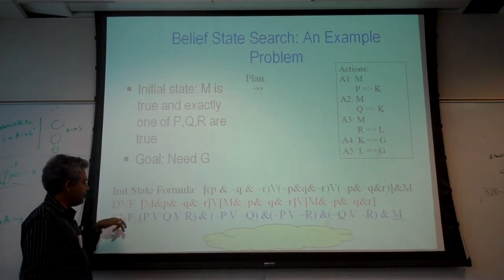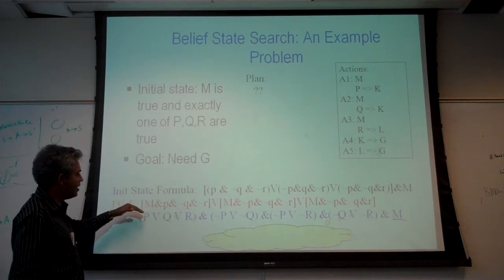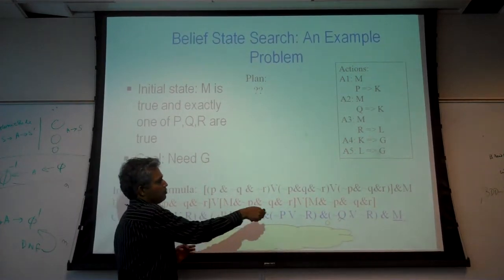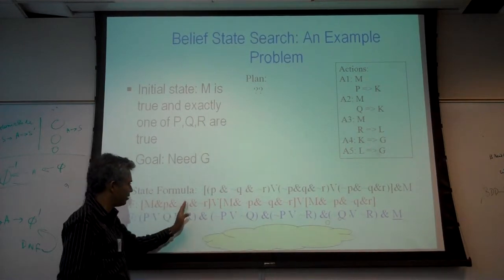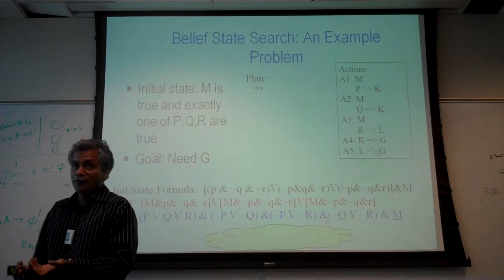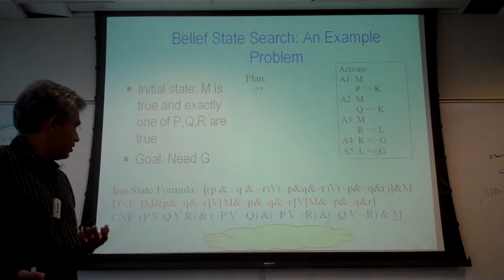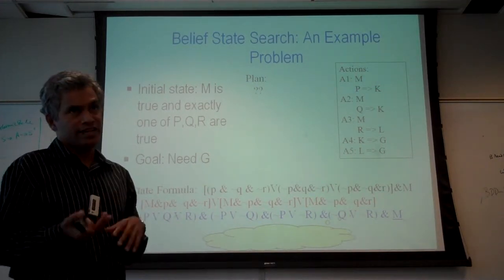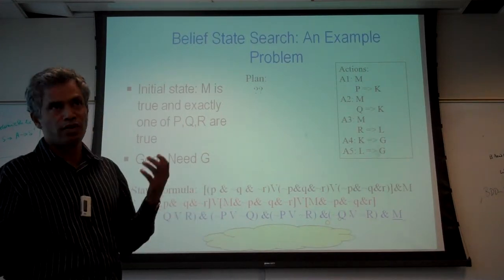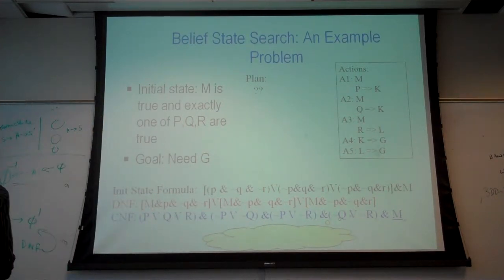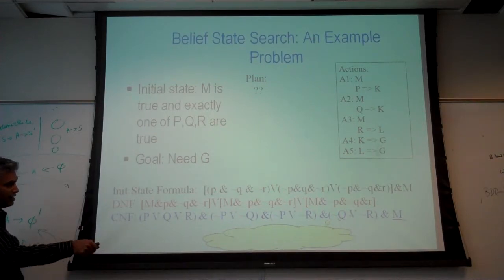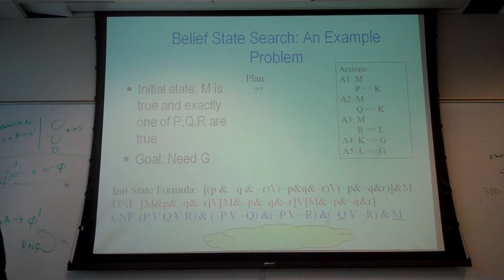If you wrote it in a DNF formulation, essentially M will just be distributed over all of these, and so M and this. So the DNF representation almost looks like a disjunction of states, modulo any common elements which don't have to be appearing at all. Okay. Now, if you are talking about the CNF representation for this, then it looks like this.